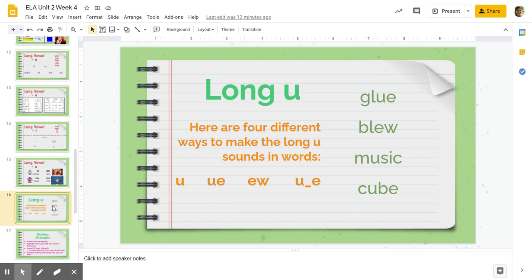We also talked about our long U. We talked about 4 different ways to make the long U sound. We talked about UE, like in glue. We talked about EW, like blue. And this is another homophone if we look at that. We have music, which has a long U, just a U. And then we have cube, which is our vowel consonant E.